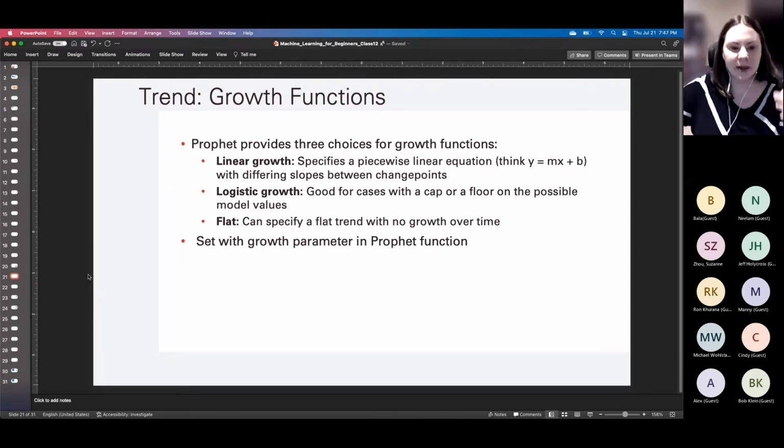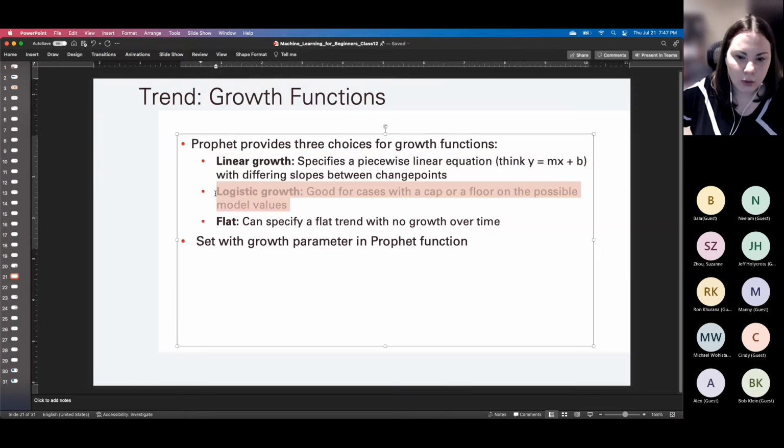So talking a little bit about trend. Trend over time: you've probably heard of hyperparameters in machine learning. They're kind of similar in time series, but I would say there are more choices. You can change the trend that Prophet assumes. The most common one is linear growth, which you can think of as a piecewise linear function. So think y equals mx plus b, similar to a linear regression, but we would have different slopes between the different change points. I would say 90% of the time you're probably going to use this.